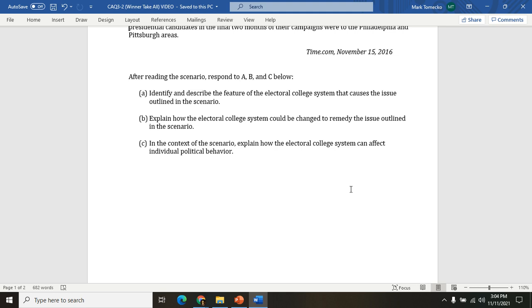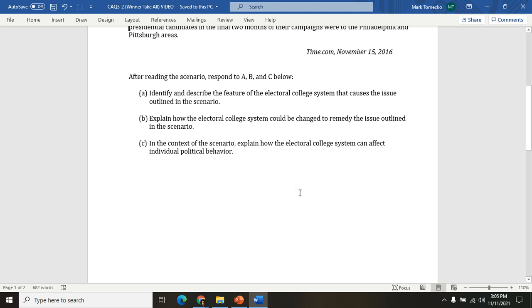Part B, then, explain how the Electoral College system could be changed to remedy this issue. All right. So again, once we read the passage, you'll see what the issue is, and then you have to come up with a practical change to the Electoral College system that would actually fix this issue. And then here's that line, in the context of the scenario. So what they're reminding you is, don't just answer this question generically, relate it back to the scenario.